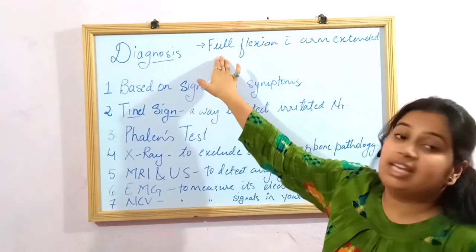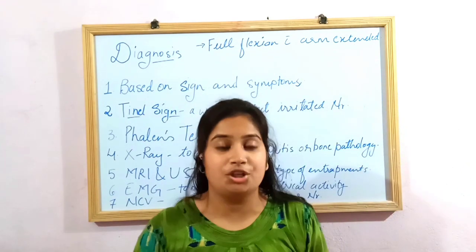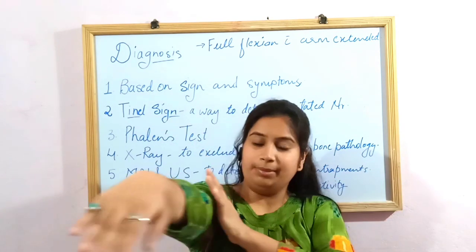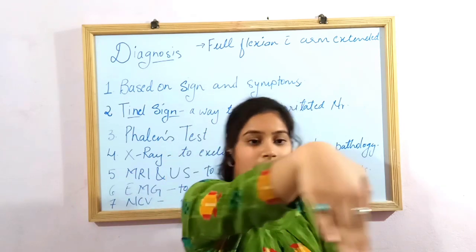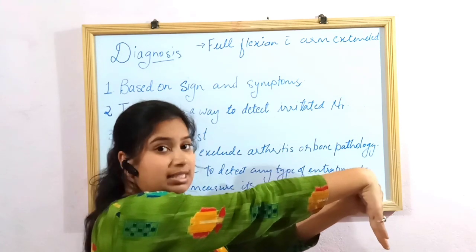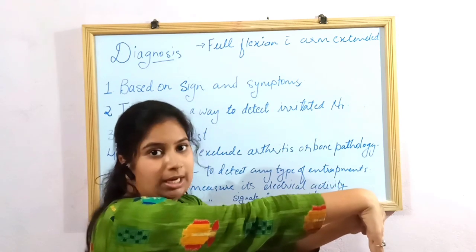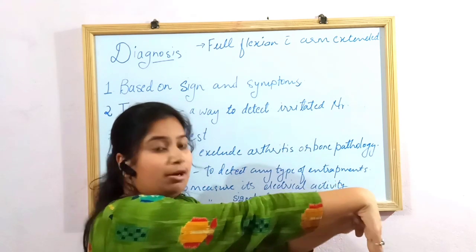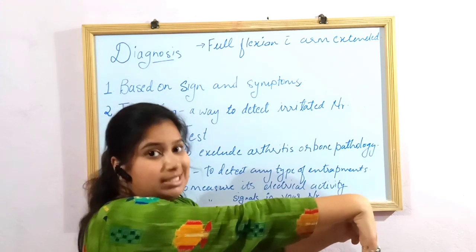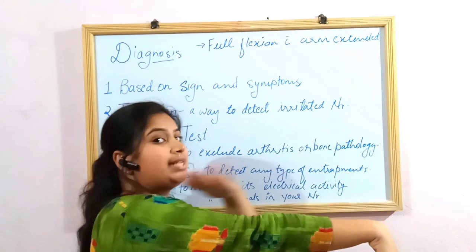And one of the major physical examinations is full flexion with arm extended. Full flexion with arm extended means your arm is extended completely with full flexion of the wrist. If this position elicits pain or increases the pain, in any way if pain is increasing or coming, it is a positive sign of carpal tunnel syndrome. Full flexion, complete flexion with arm extended.